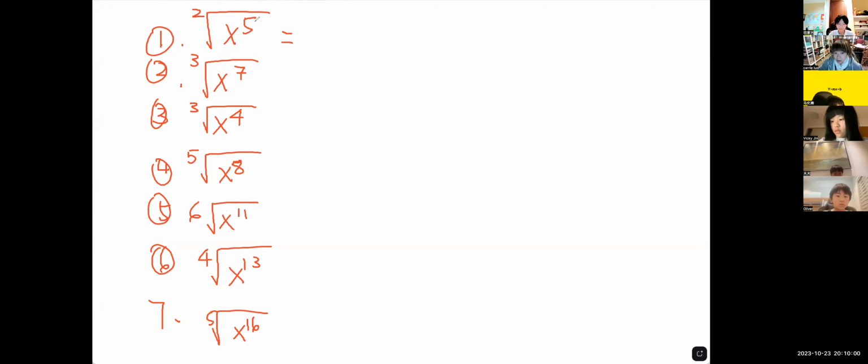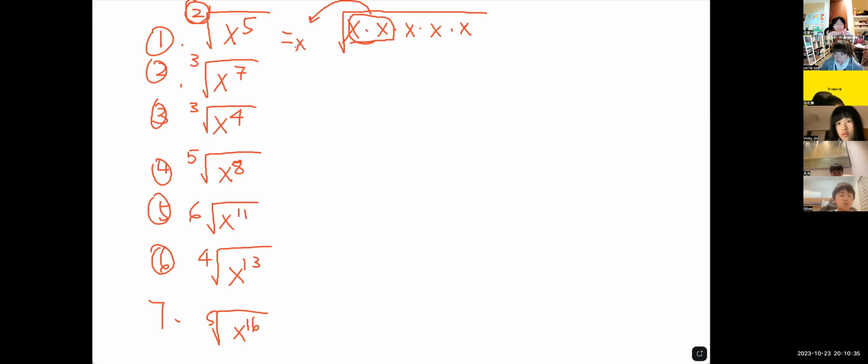So x to the power 5 and square root equals what? So how do we do it? That means x times x times x times x times x, how many times, Vicky? 5 times. Very good. This little number is 2, right? So how many numbers are going to get out? 2. So 2 x's get out and become 1, right?